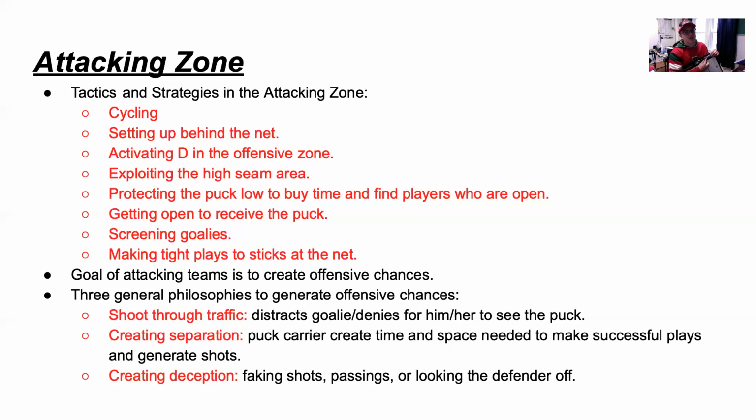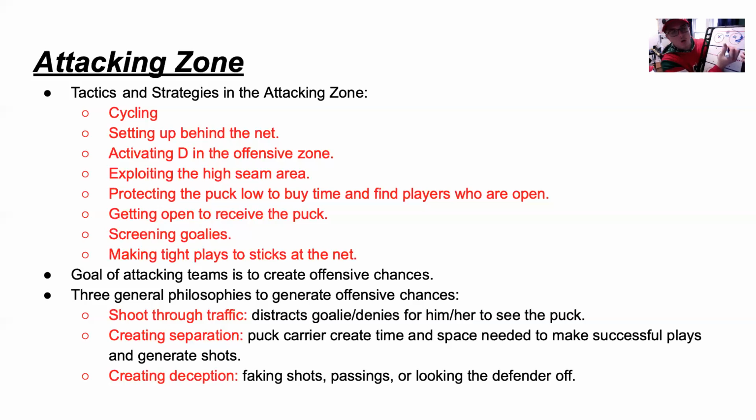And creating deception. Deception means fake shots, passing, or looking the defender off. So we can make a fake pass. Let's say two of our players are coming in, or we're set up in the zone. Here's the two defenders. Let's say one of our guys has the puck. He's going to make a fake pass, so he's going to come up, act like he's going to skate towards, coming in and shooting.